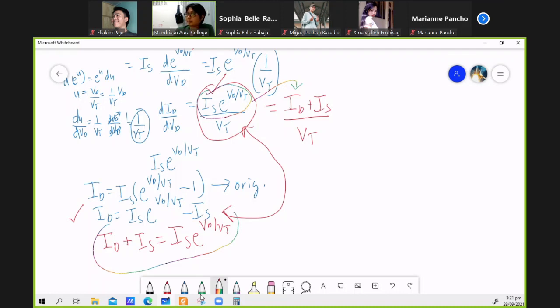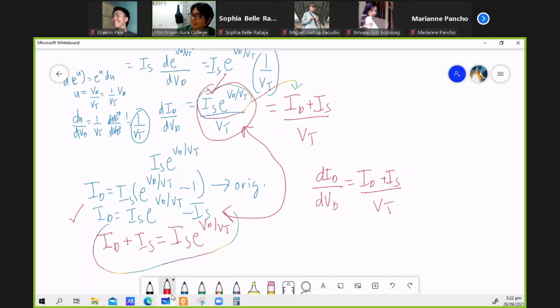Okay? So, next. Gawin natin pula. Ano may gagawin natin dyan? I-rewrite natin siya dito. We have derivative of ID with respect to derivative of VD is equal to I sub D plus I sub S over VT. Na-reduce na natin yung Shockley's equation into this one. So, how do we further simplify this one? Kasi ang aim talaga natin dito, makuha yung AC resistance. Mamaya makikita yung AC resistance na yun.